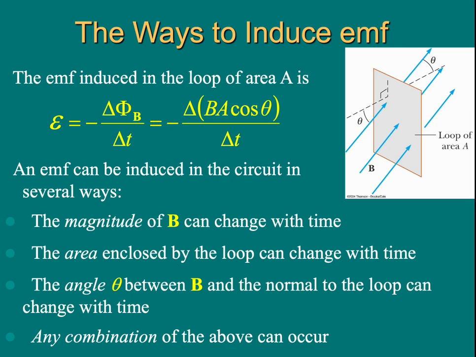Based on Faraday's law, phi B equals BA cosine theta. So we have a number of ways to induce EMF in a circuit. As long as the magnetic flux changes, we'll have induced EMF. So we can change the magnitude of B, we can change the area of the loop, we can change the angle between the magnetic field and the surface, or any combination of the above can give us induced EMF.